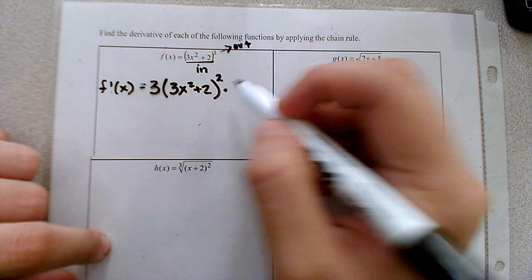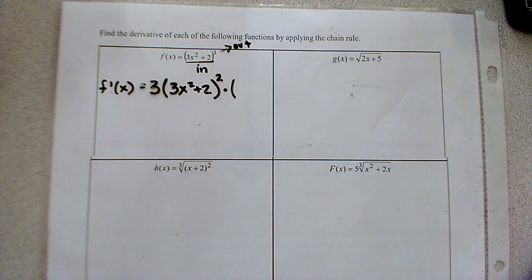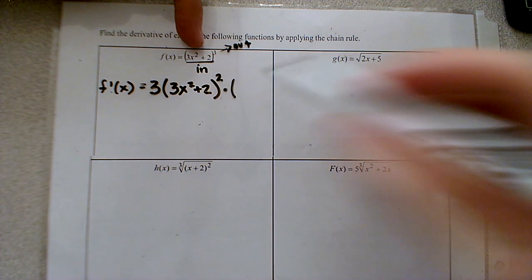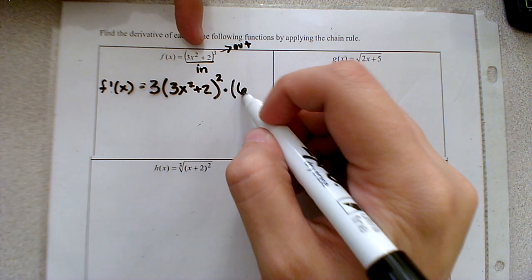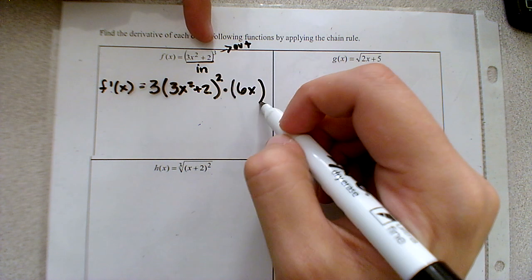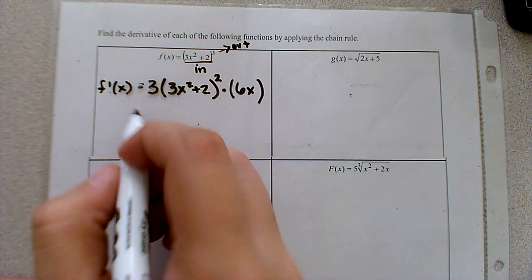And then we need to multiply by the derivative of the inside. So when you look at what you labeled as the inside, the derivative of 3x squared would be 6x, and we got to add the derivative of 2, which would just be 0. All right, so we'll leave it like that.